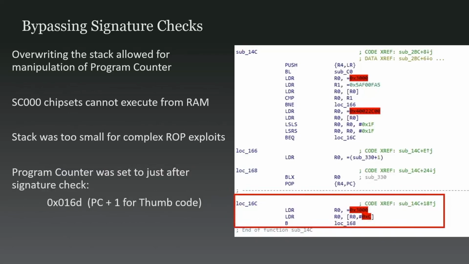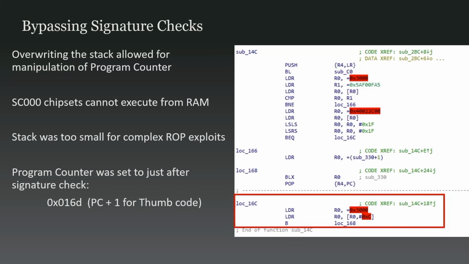Because I could overwrite the stack, I could change where the return pointers were in the stack and change where the program counter would jump to after returning from these commands. Due to the fact that the secure core SC000 chipsets can't execute from RAM, I wouldn't be able to do anything simple like just write a bit of shellcode. Also, because the stack was so small, only being about 12 bytes at this point, it was too small to do any complex ROP exploits.